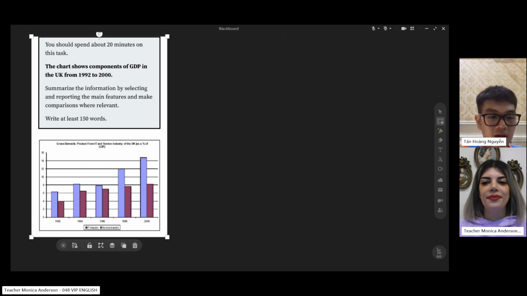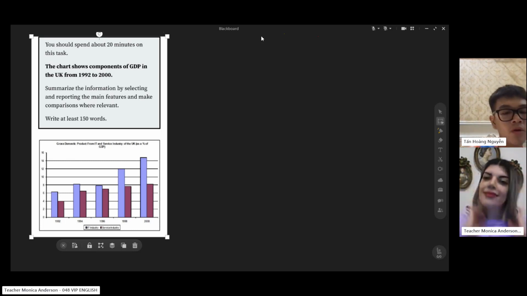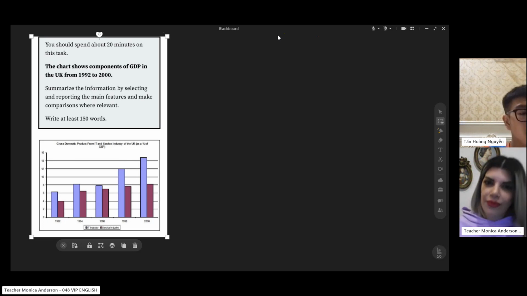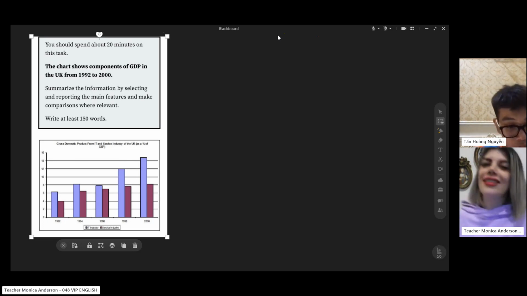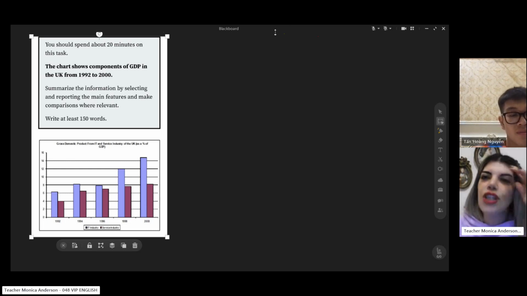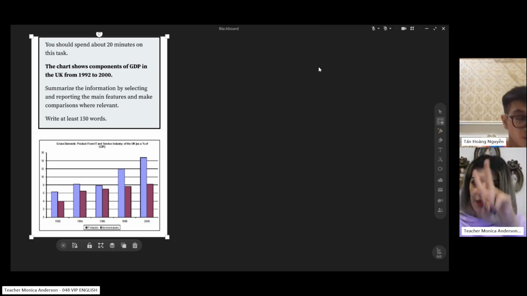Clear? Yes, and to talk in general, in body one you will write about 1992 to 1994, and then move to body two, where you will write from 1996 to the end. Let me say something. Actually, I divided my graph into two parts.